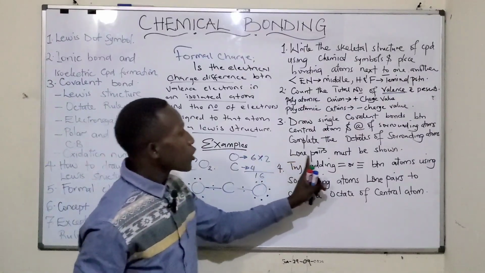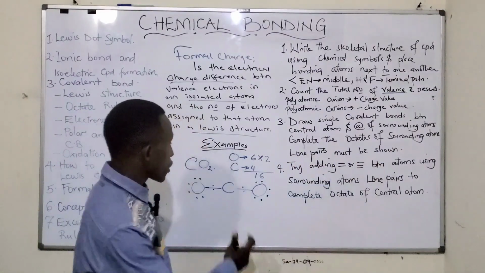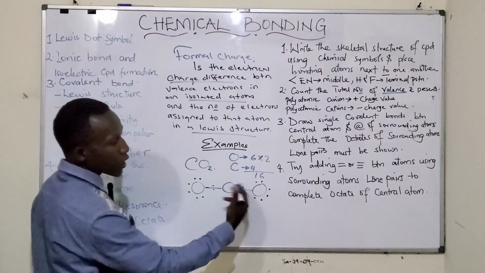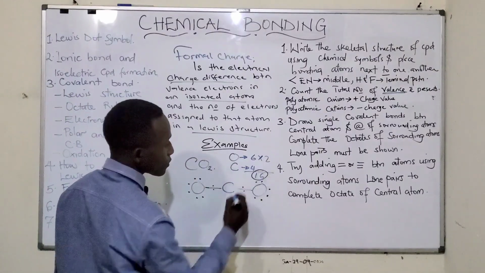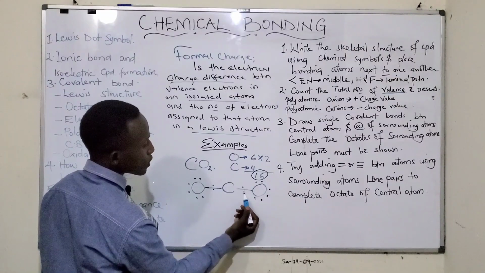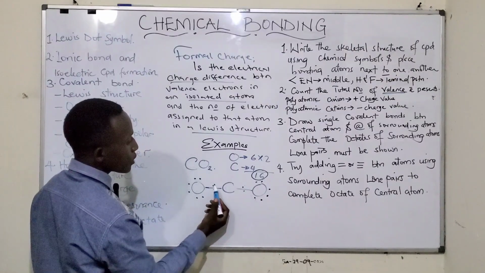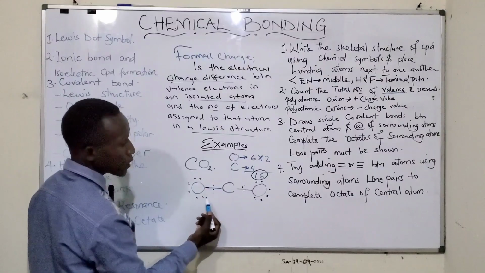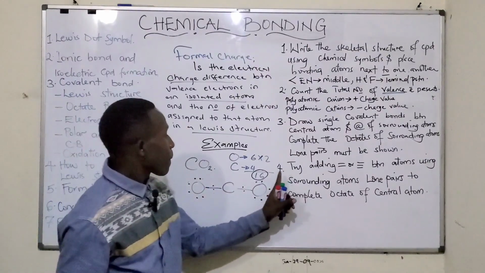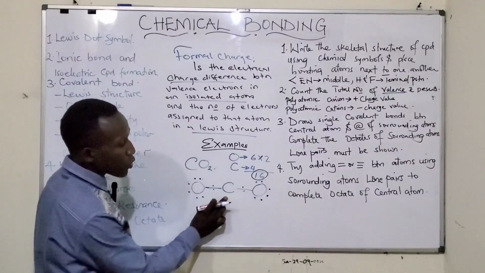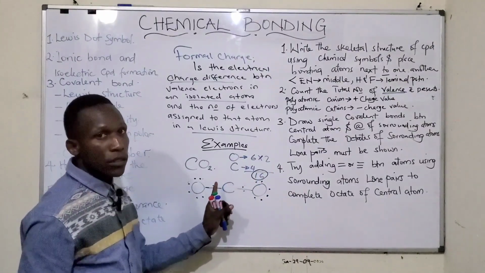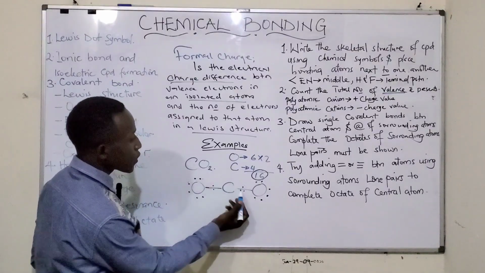Next step, lone pairs must be shown. Of course, we are showing the lone pairs, but we have to count the electrons. Are they 16? This is 1, 2, 3, 4, 5, 6, 7, 8, 9, 10, 11, 12, 13, 14, 15, 16. So we're on track. Now, the central atom is not surrounded by 8 electrons. It has 1, 2, 3, 4.